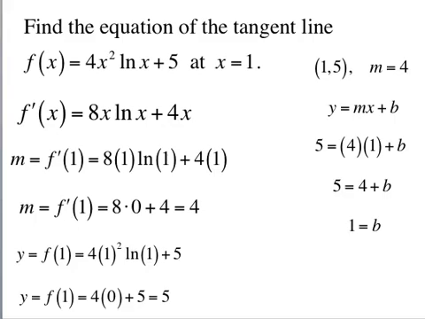Our answer is going to be the equation of the line. We have a slope of 4. We have a y-intercept of 1. Plugging that into y equals mx plus b, we will get y equals 4x plus 1.